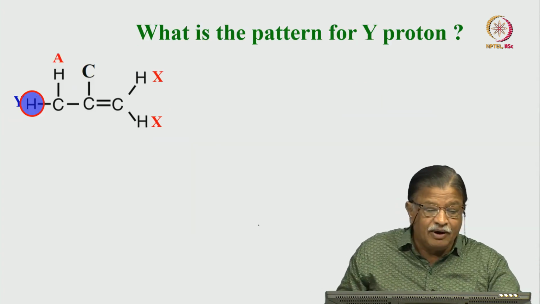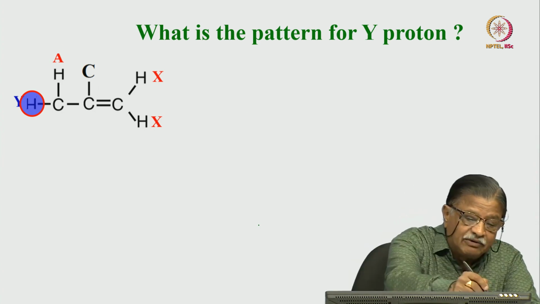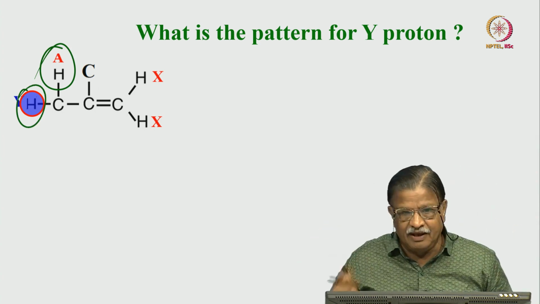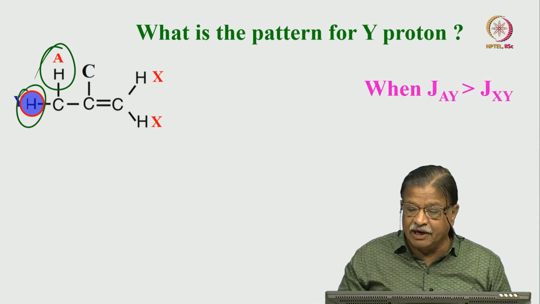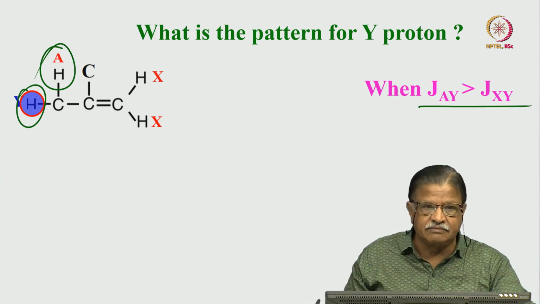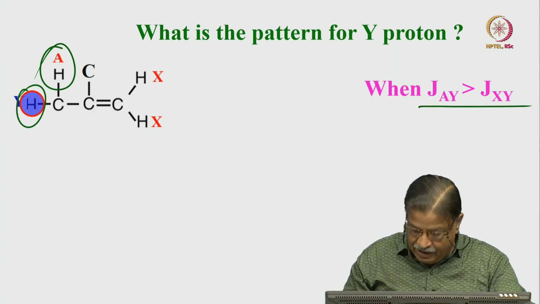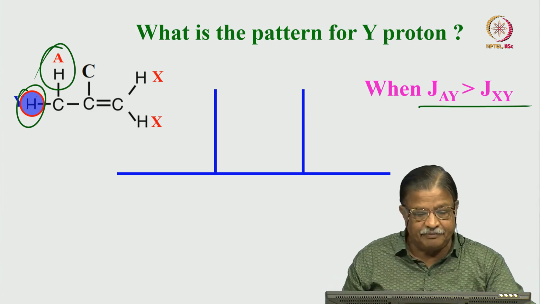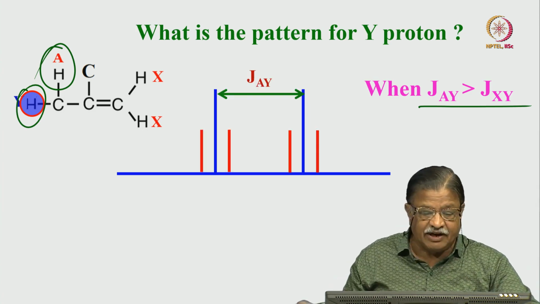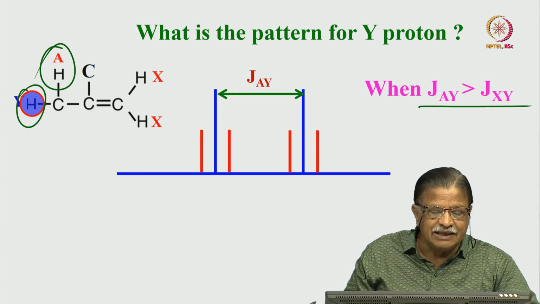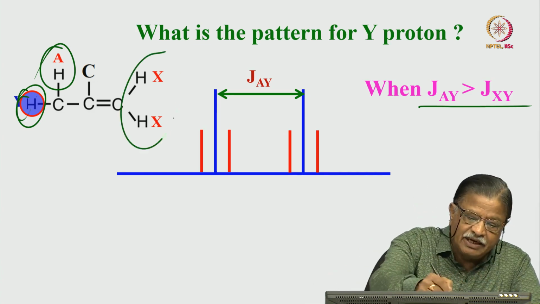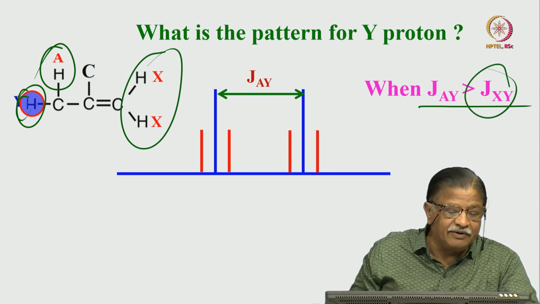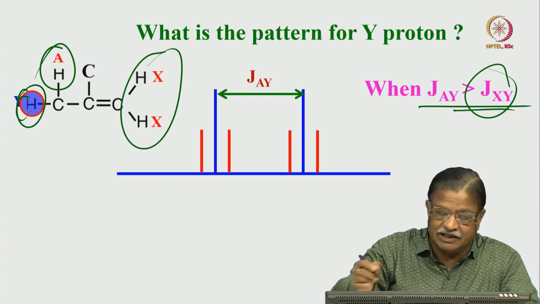Okay. Now, what is this pattern for Y? I was looking at the A proton earlier. Now I look at the Y proton. What will happen? Remember, the same condition I have put: AY is larger than AX. AY is again a doublet, because the coupling AY is larger, and each line of this doublet is further split into a triplet. This triplet comes because of the coupling of Y with X, and YX coupling is smaller because it is separated by several bonds.